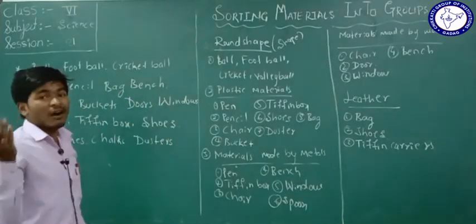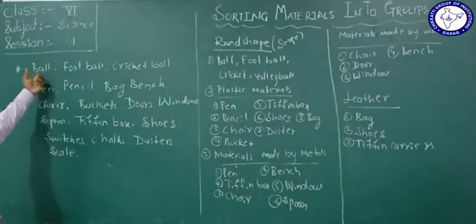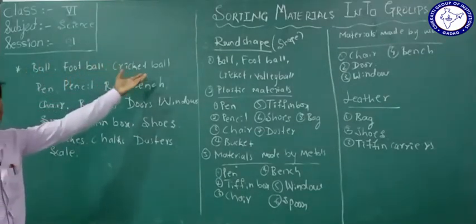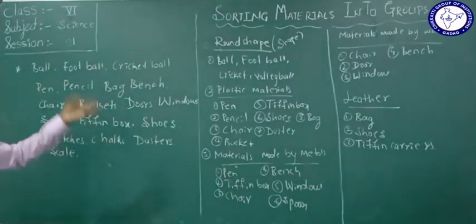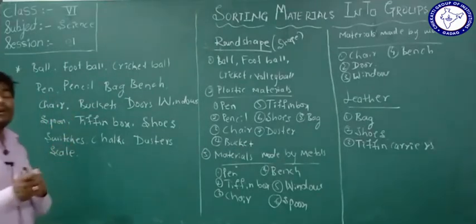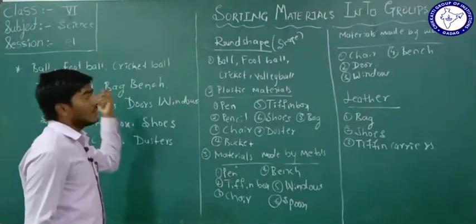All the materials are not in the round shape. Yes, here the ball is in the round shape, the football is in the round shape, the cricket ball is in the round shape. But not all the materials are in the round shape. So we are going to group the materials based on the shape.